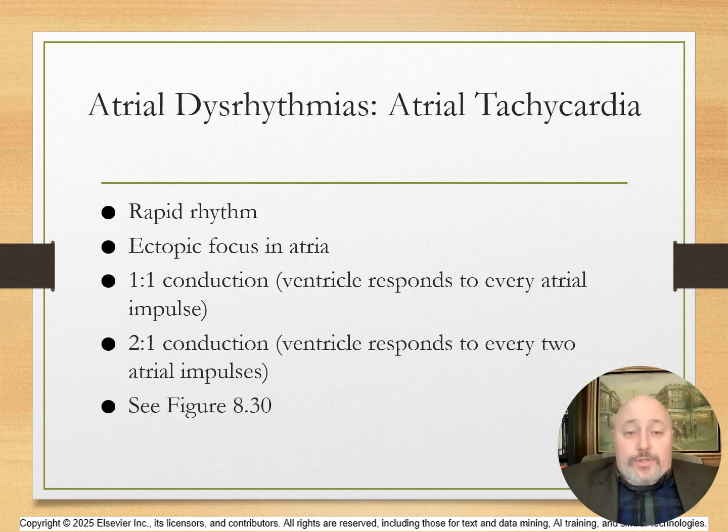If the ventricles respond to every ectopic atrial impulse, it's called a one-to-one conduction, where there's one P wave for each QRS complex. Because those P waves arise outside the sinus node, the shape is different from our normal sinus P waves.